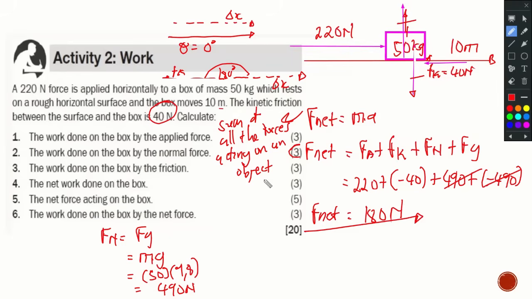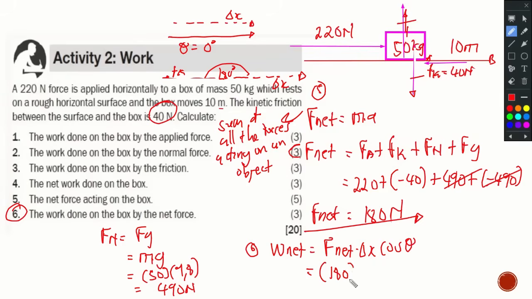Okay, now that we have that, it says calculate the work done on the box by the net force, right? So this was question 5. Now for question 6, remember I did say that W net can also be written as F net delta x cos theta. If you already have calculated the F net, then this is the formula to use. Substitute your F net here, 180, and then substitute the displacement, which is 10, and then the cos.